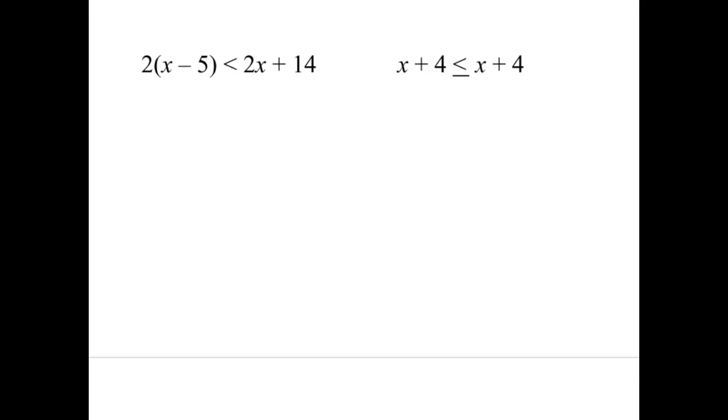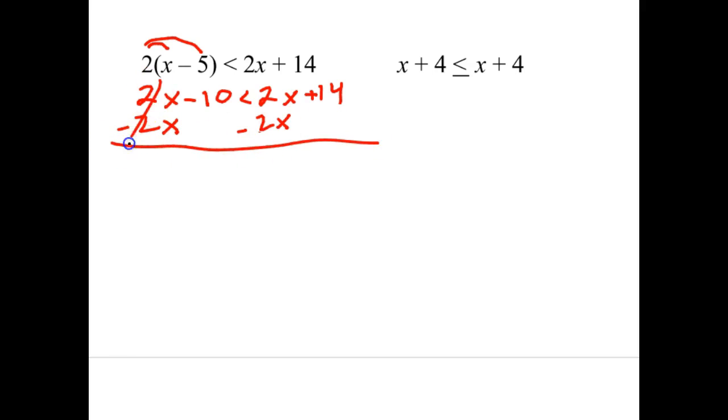Okay, just a few more. So we have 2x minus 10. Is that less than 2x plus 14? Go ahead and subtract this on both sides. And we have, is negative 10 less than 14? Yeah, negative 10 is less than 14. That's true. So once again, we have all real numbers.